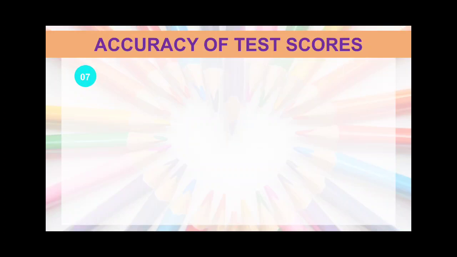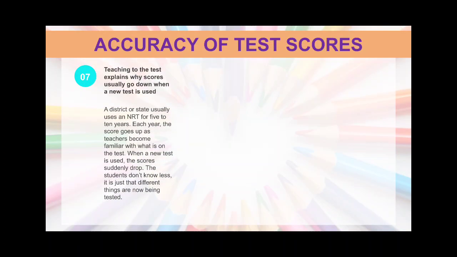And the last one is that teaching to the test explains why scores usually go down when a new test is used. A district or state or nation usually uses an NRT for 5 to 10 years. So each year, the score goes up as teachers become familiar with what is on the test. So when a new test is used, the scores suddenly drop. The students don't know less. It is just that different things are now being tested.